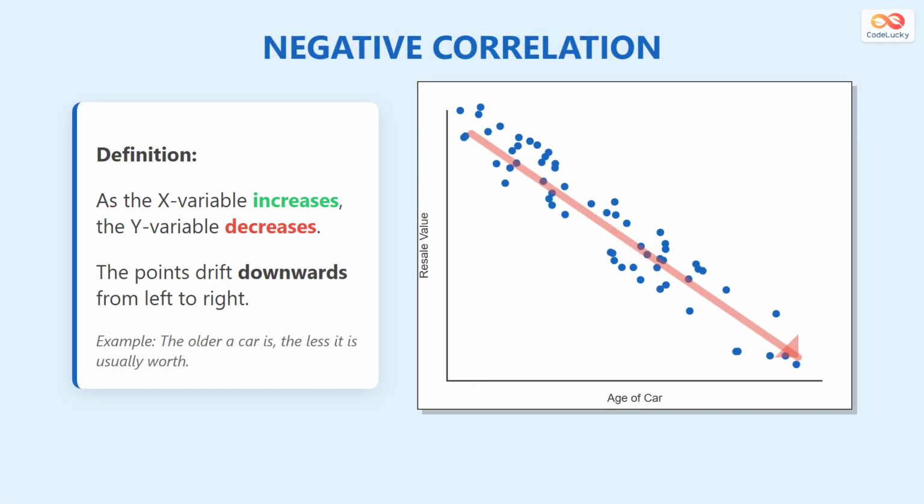Generally, taller people have larger feet. Conversely, we might see a negative correlation. Here, as the x variable increases, the y variable decreases. The points drift downwards from left to right. An example of this is the age of a car versus its resale value. As the car gets older, its value typically goes down.